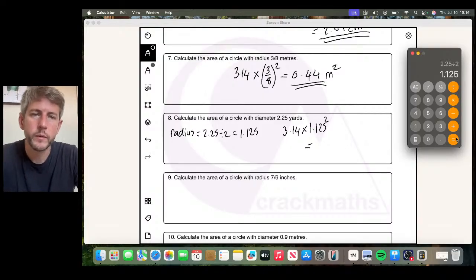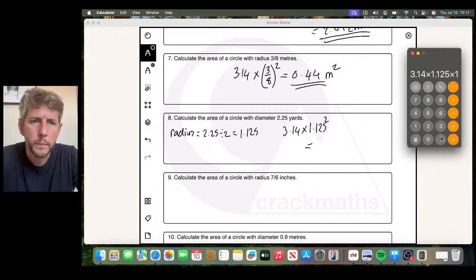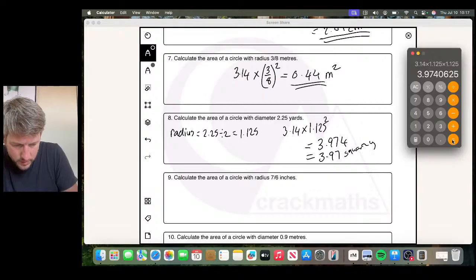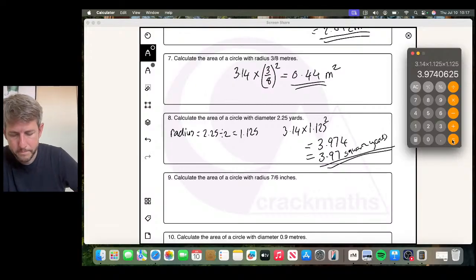Okay, so here we go. We've got 3.14 times 1.125 times 1.125. Here we go. And that equals 3.974, which equals 3.97 square yards, okay, to 2 decimal places.